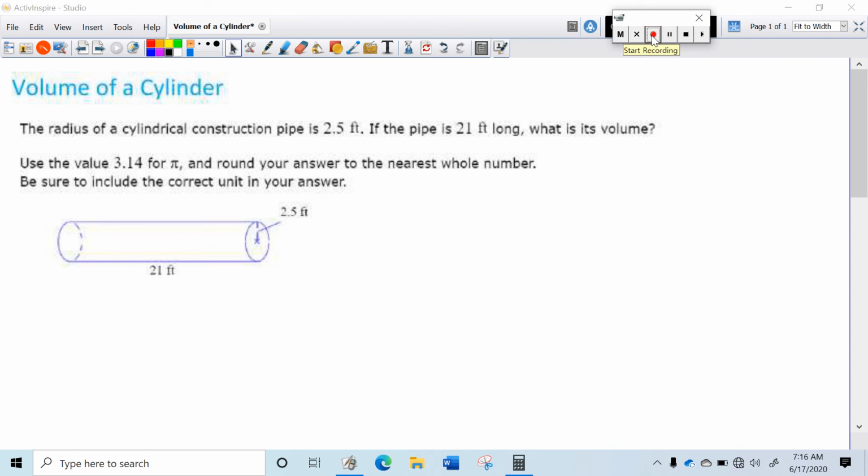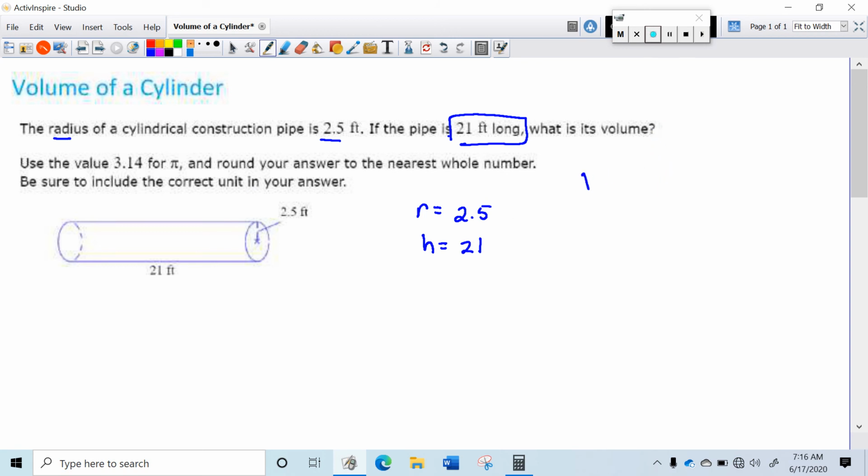The radius of a cylindrical construction pipe is 2.5 feet. So the radius is 2.5 feet. I'm going to call the radius R. If the pipe is 21 feet long, what is its volume? Okay, so the length is also considered the height, because if you stand it up on its end, it'll be tall instead of long.